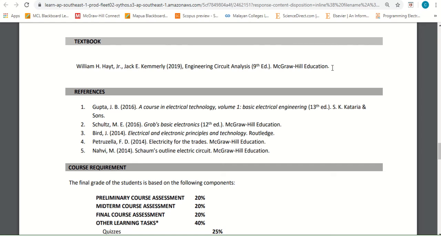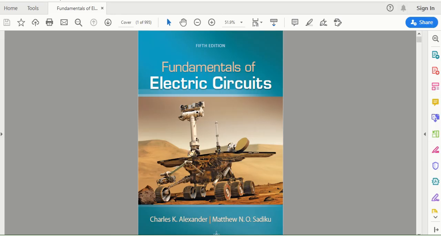Now, there are other popular books, and they are listed here. And I also recommend the book Fundamentals of Electric Circuits by Alexander and Sadiku. This one can also be found on the internet.